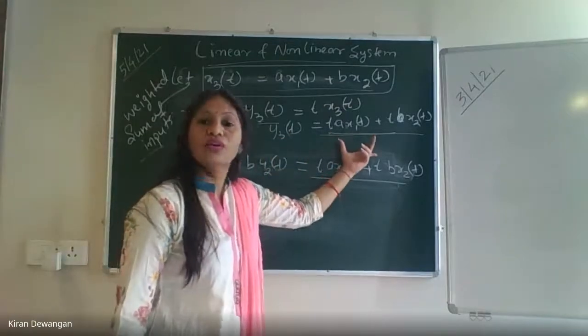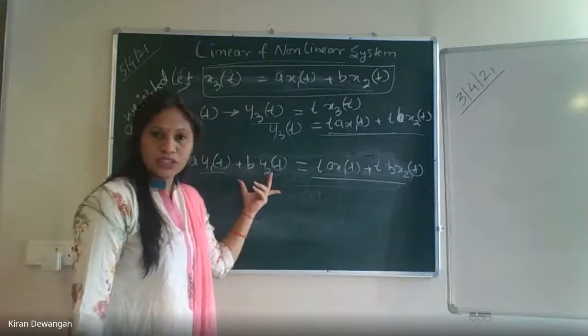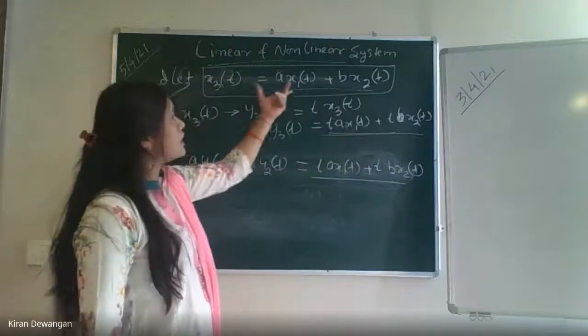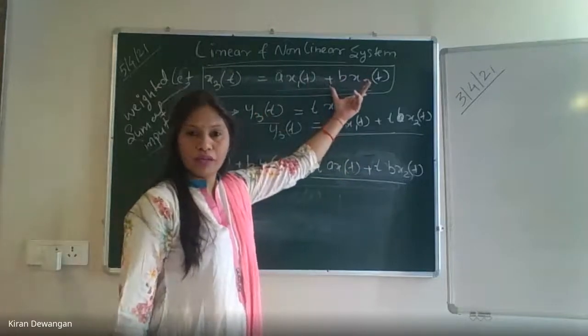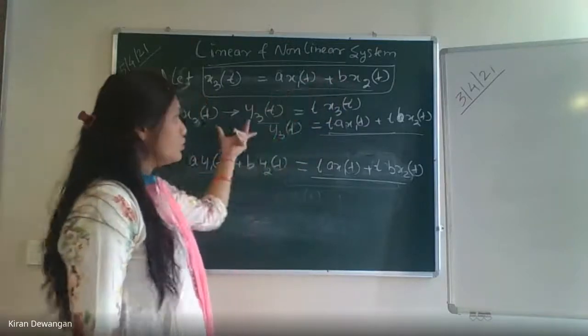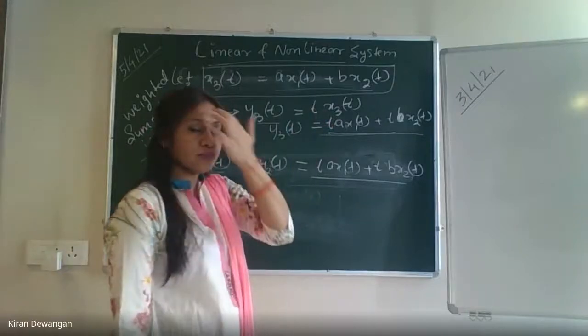Output due to weighted sum of input and the weighted sum of output itself. This one is the output, different output due to x3. What was x3? x3 was our weighted sum of input. Clear? This was the input, the weighted sum of input, through which we get the output. When I am applying x3 as an input, what is the output?